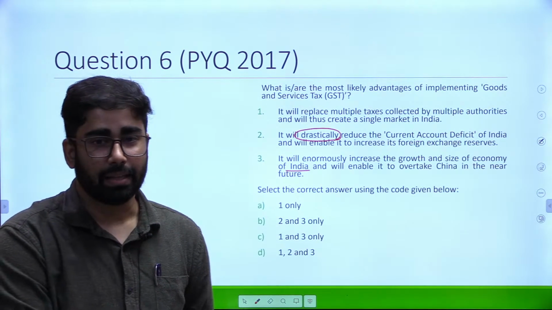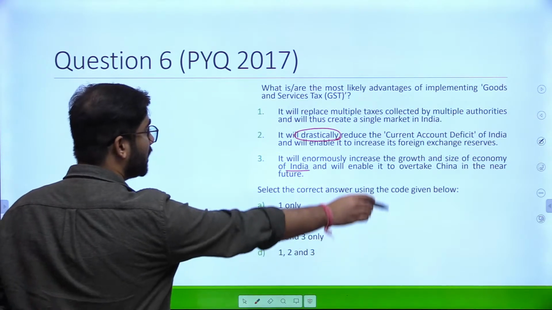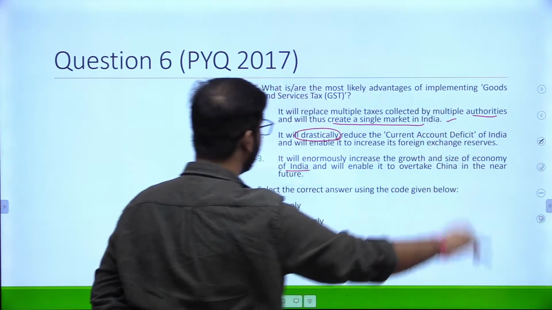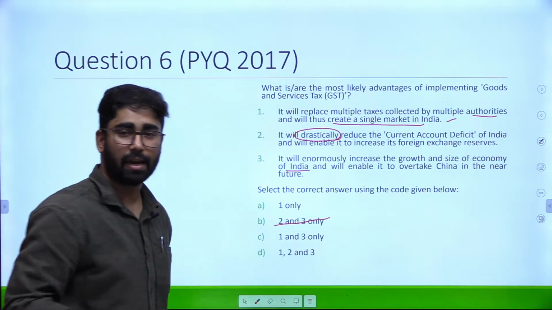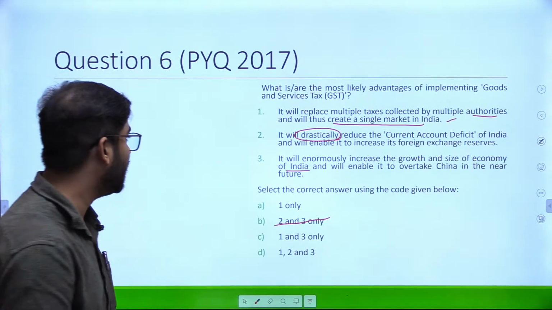We all agree that the first statement is correct. It will replace multiple taxes collected by multiple authorities and will thus create a single market in India. First statement is correct. Second option फिर हटा देते हैं. B cannot be the answer. Now let's see what are the rest of the two statements.